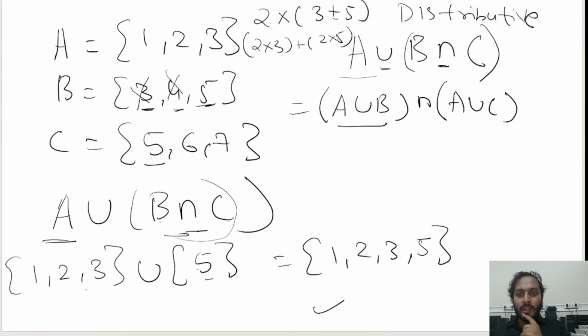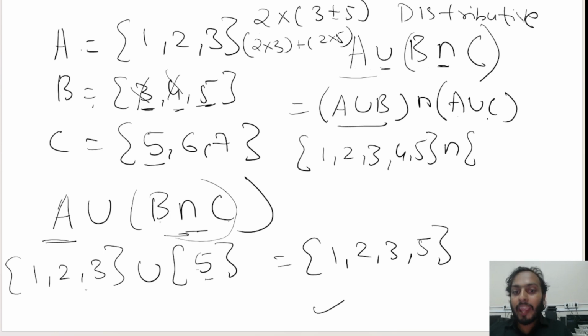What will be A union B? Can I write down directly if you allow me? My set A is 1, 2, 3, my set B is 3, 4, 5. What will be A union B? 1, 2, 3, 3 already here, 4, 5. Now A union C. What is A union C? 1, 2, 3 as it is, and C is 5, 6, 7, nothing common. I can write down as it is.